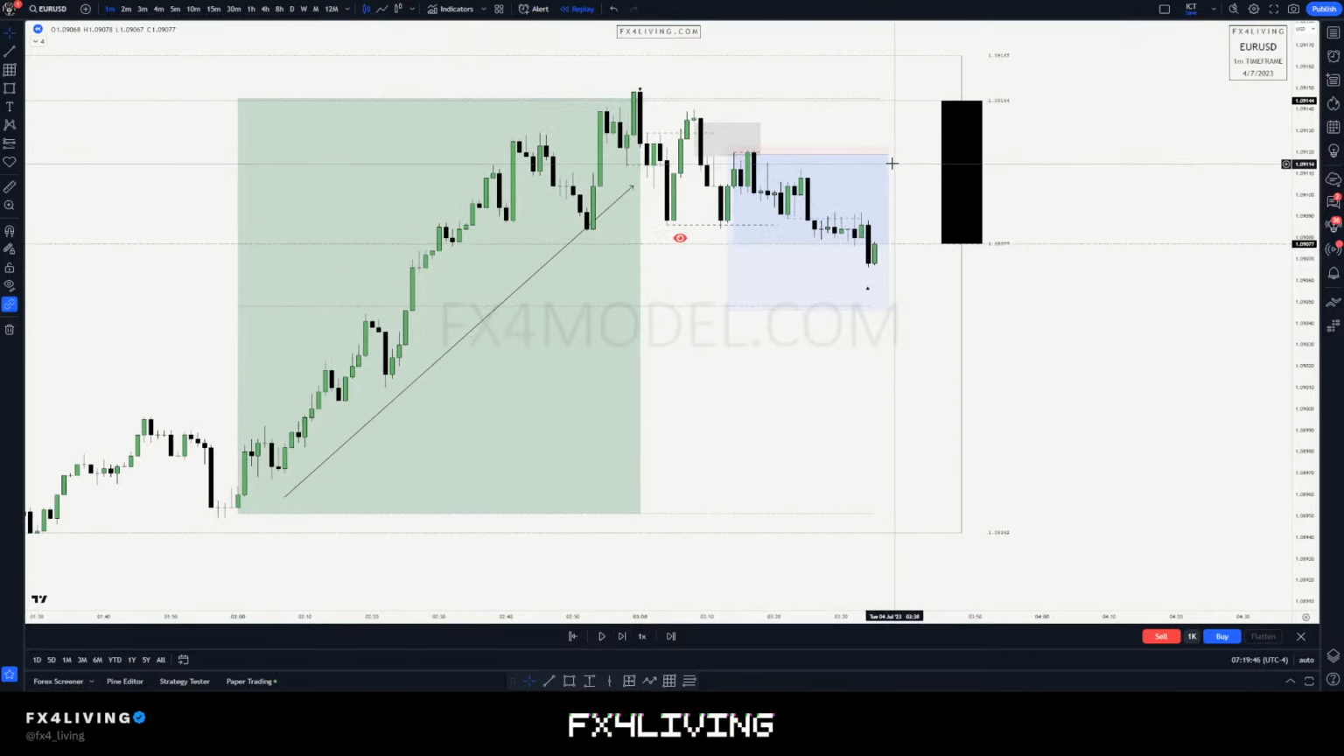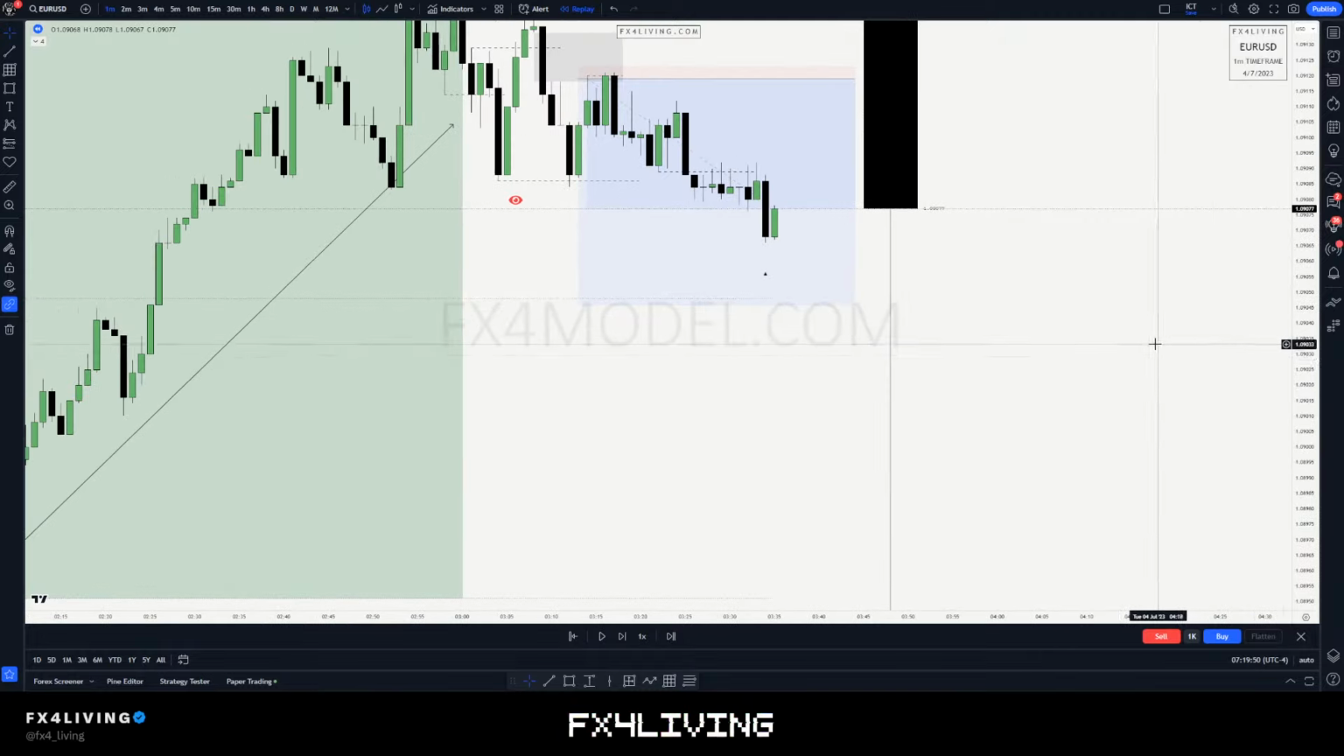So let's see if we can go further. Okay, so this candle looks cool. I think, you know, I can identify this low got taken out.